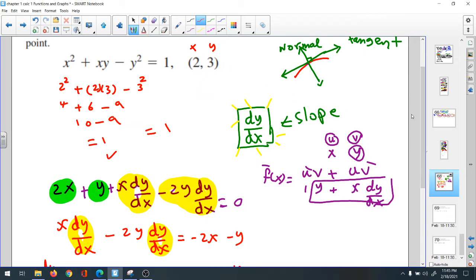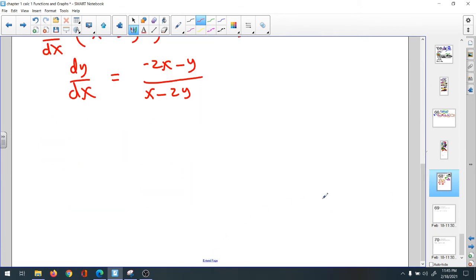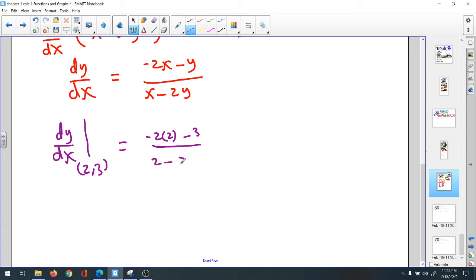And to find the slope at that point, the given point is 2 and 3. X is 2 and y is 3. We need to substitute 2 and 3, to find the derivative at the point (2, 3). So it's plugging in 2 for x and 3 for y. It's negative 2 times x, which is 2, minus 3, y is 3, over 2 minus 2 times y, which is 3 here.